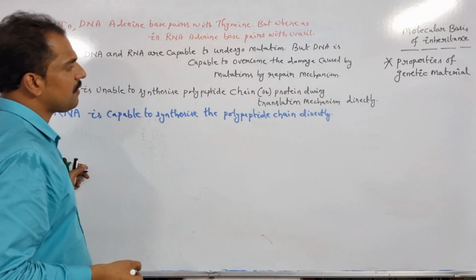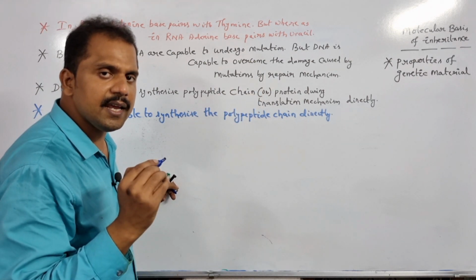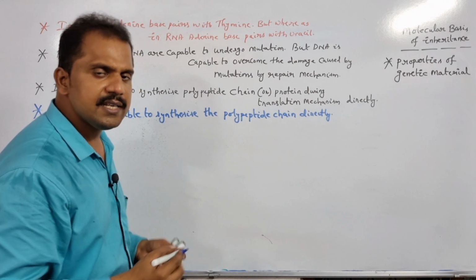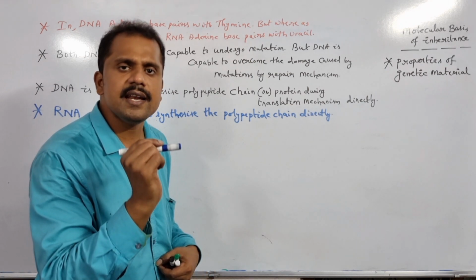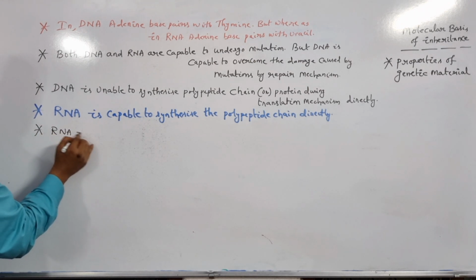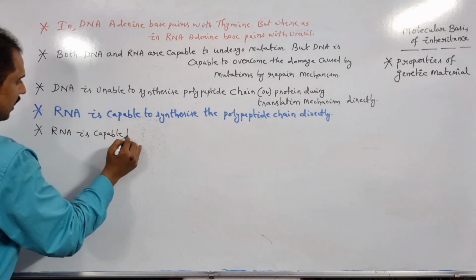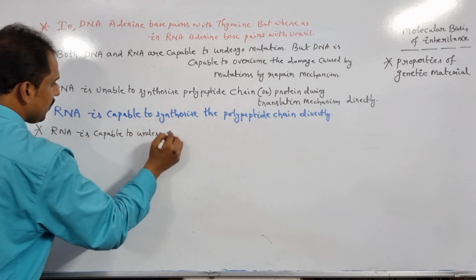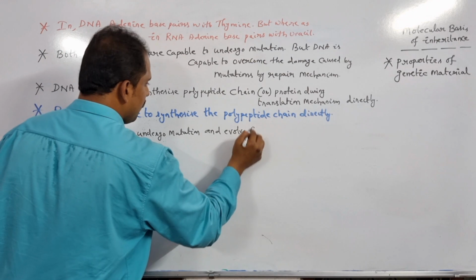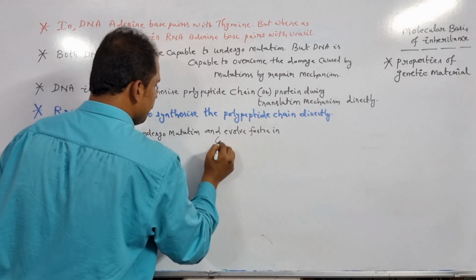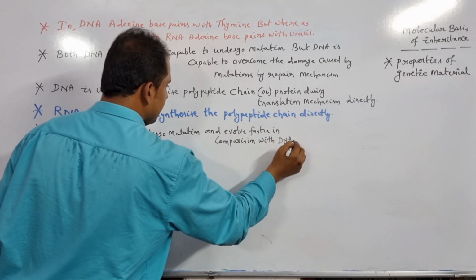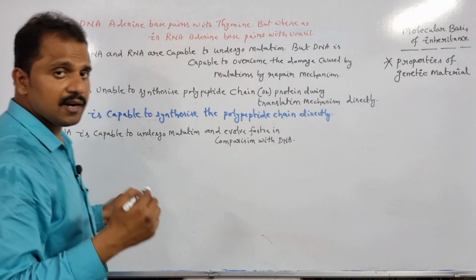So here, because of the lack of a specific protective strategy known as repair mechanism, RNA, it is capable to undergo mutation, and even RNA, it is capable to evolve faster in comparison with DNA. So the reason why, in case of certain organisms like viruses, here RNA is the genetic material. Is it clear? RNA is capable to undergo mutation and evolve faster in comparison with DNA.